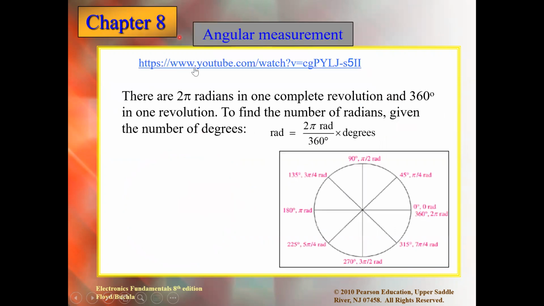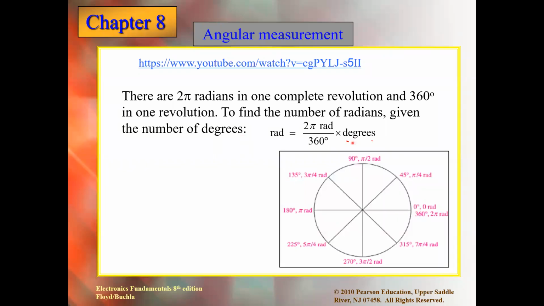Again, there is a reference YouTube video, you can check it there. So there are 2 pi radians in one complete revolution and 360 degrees in one revolution. To find the number of radians given the number of degrees, for example, we can give you a degree and ask how many radians there are. So there is a need to convert degrees to radians. We can do it easily by knowing this relation. And what is the relation? Radians will be equal to 2 pi over 360 times degrees.